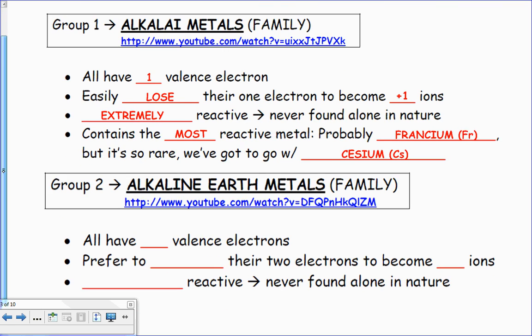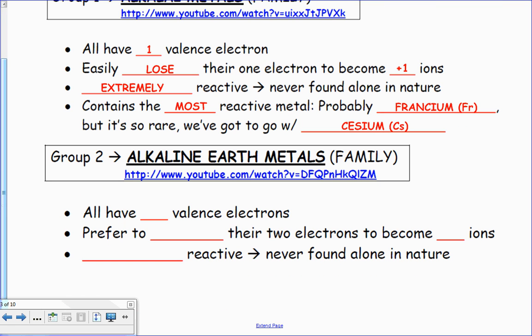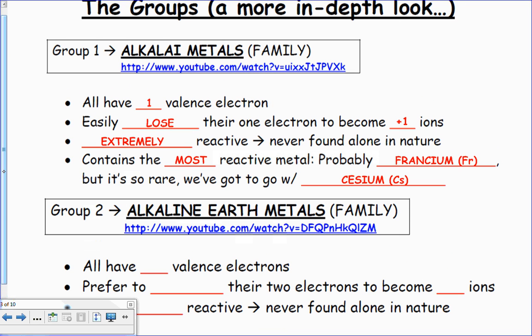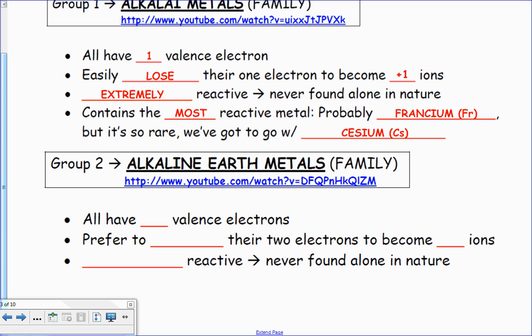The next group is group 2, the alkaline earth metals. And Mr. Milks taught me something just today. Notice how alkali metals is one word before metals. Then alkaline earth metals is two words before the word metals. Therefore, it's group 2. That's one way that he remembers it. I thought that was pretty cool.